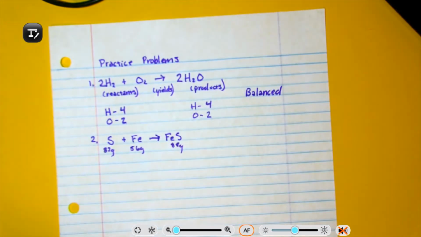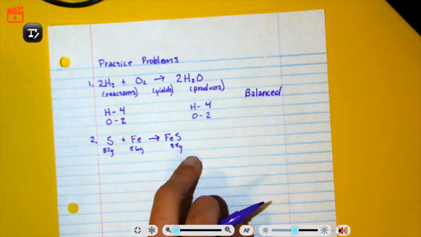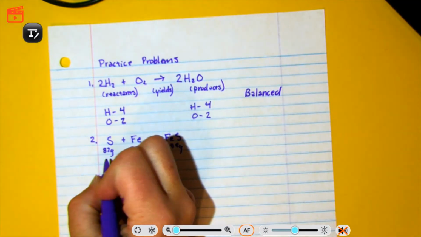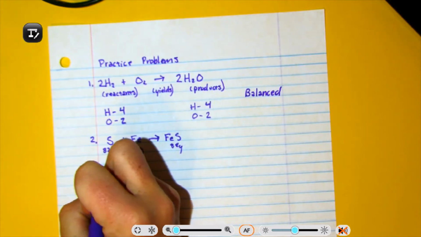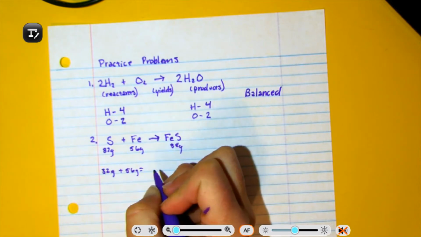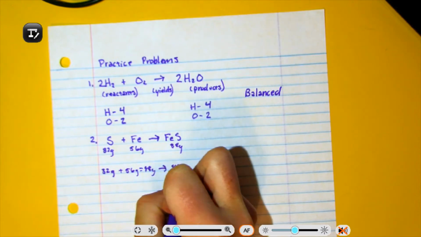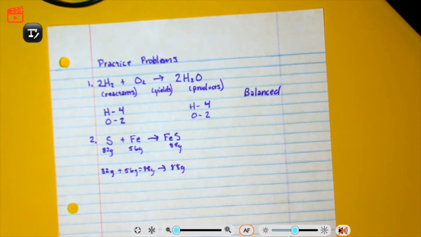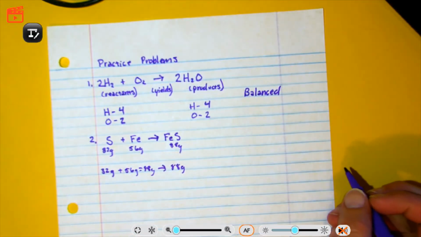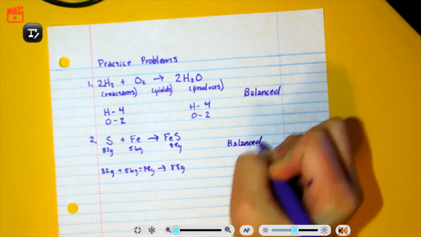All right, so what you're going to do here is we need to add all the mass on the reactant side and figure out if that equals the mass on the product side, right? So we're going to do 32 grams plus 56 grams, and that's going to equal 88 grams. Then on my product side, I had 88 grams as well. So, do those equal? Yep. Do they have the same amount of atoms? Yep. So they're balanced. And their masses are equal.